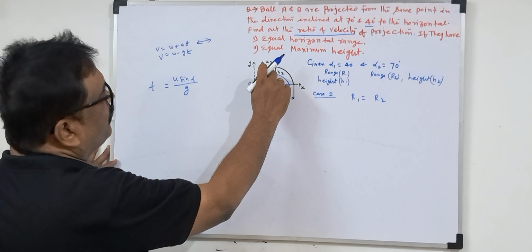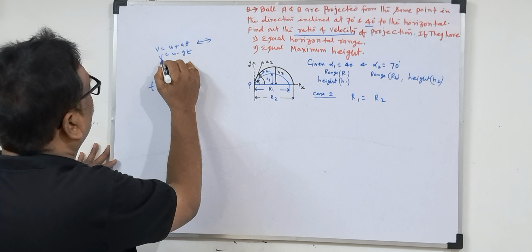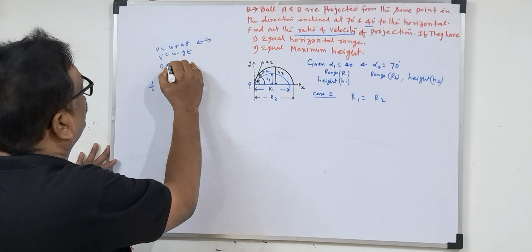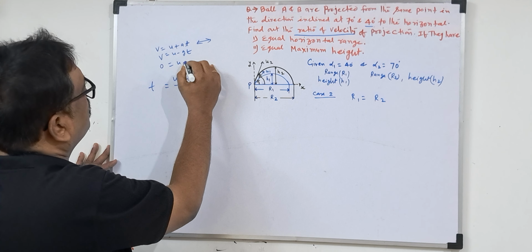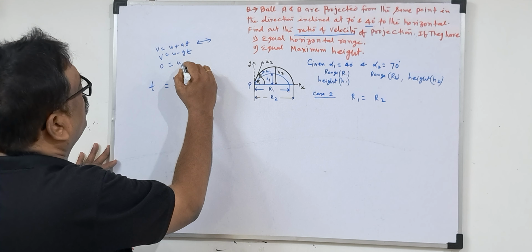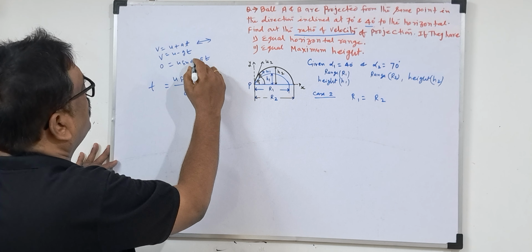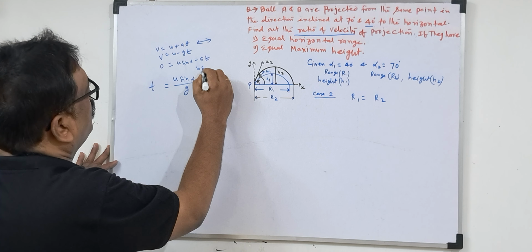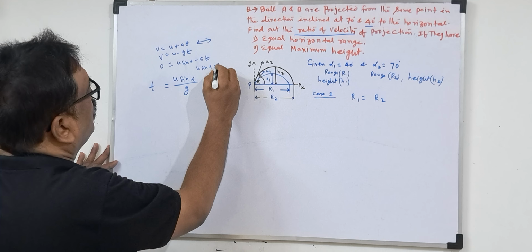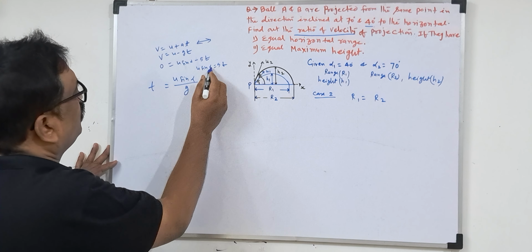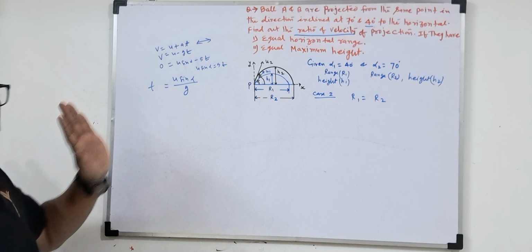When it reaches the maximum height, the final velocity will be 0. Then u sin alpha, the initial velocity, minus gt equals 0. So u sin alpha equals gt, so t is equal to u sin alpha by g. This you have to remember.